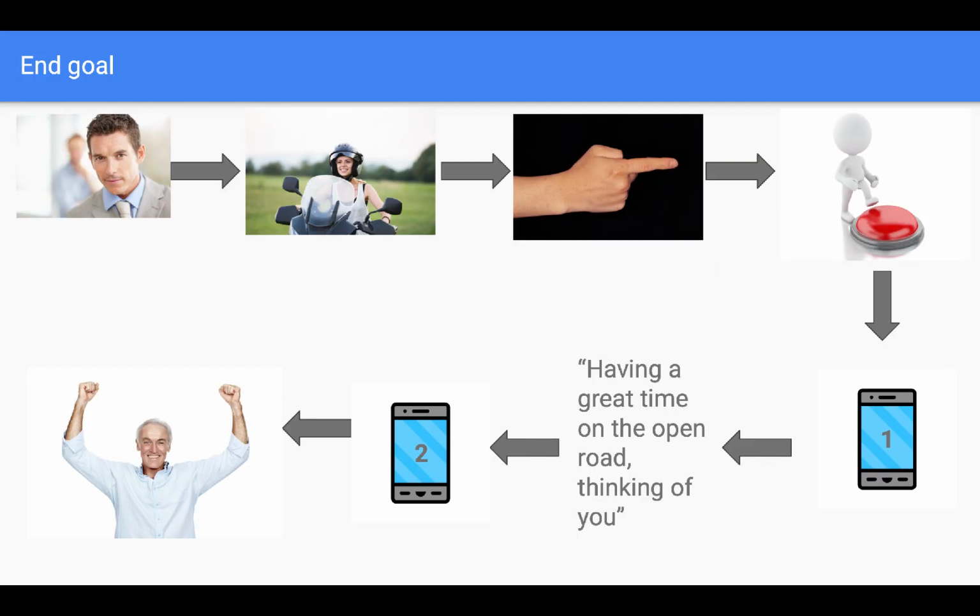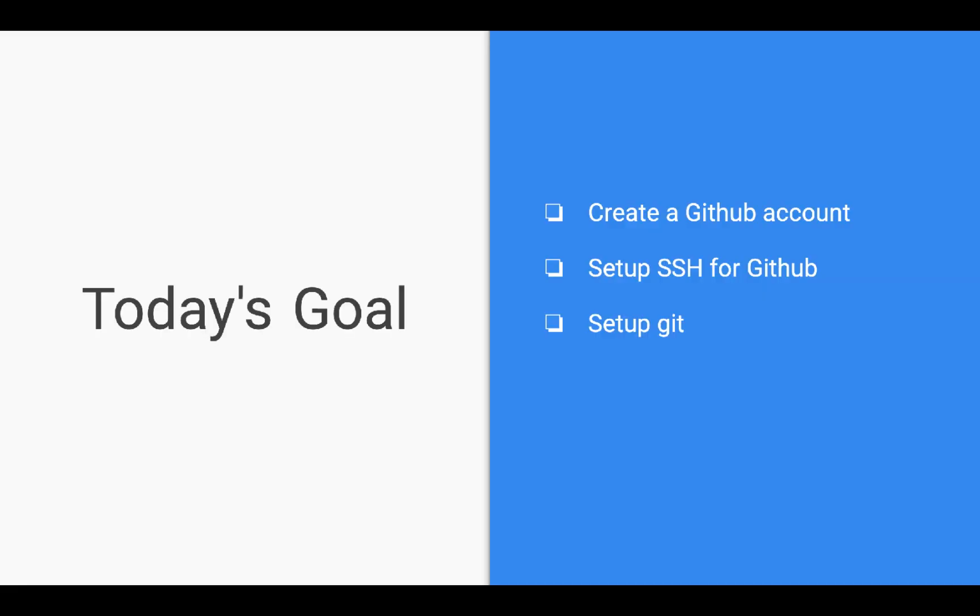And a quick reminder of our end goal. We're fundamentally going to try and get this app to respond to a physical button click to send a message to your loved one to let them know that you're okay. Today's goal, we're going to be creating your GitHub account so you can store code in the cloud, set up SSH so you can get and receive code, and we're going to set up your local Git.